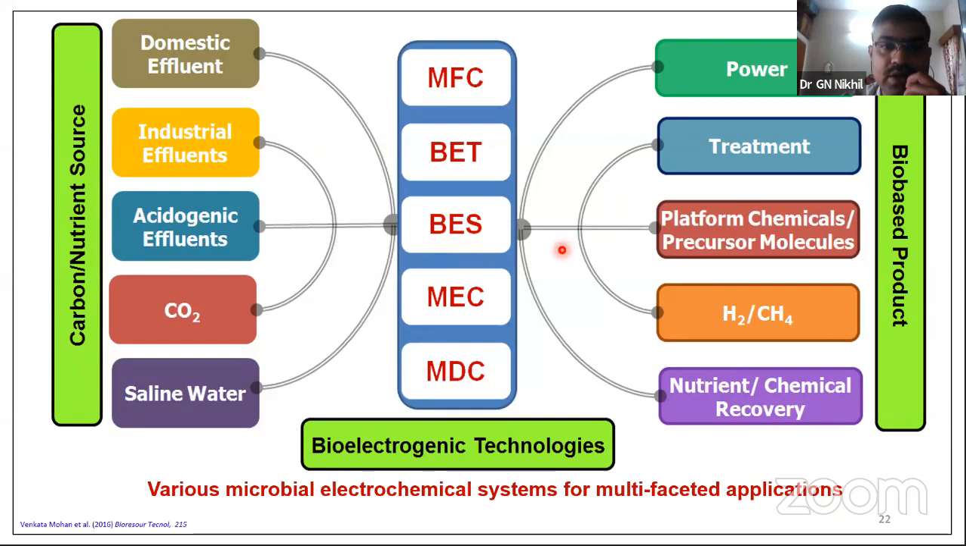Then you have the bioelectrochemical system, where you use certain effluents or wastewater and target certain platform chemicals or precursor molecules, which sir has already discussed, like acetic acid and butyric acid, which are precursor molecules in many pharmaceutical industries. Acetic acid is used, so we can start producing it from bioelectrochemical systems. There are many articles published on conversion of CO2 into acetic acid. Then you have the microbial electrolysis cell, exclusively for hydrogen and methane production, mainly hydrogen. And then you have the microbial desalination cell, used when you have saline water, where you can do desalination as well as certain chemical recovery, right?